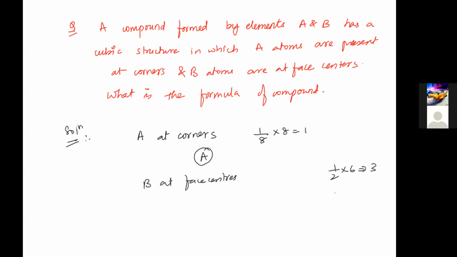They said A atoms are present at the corners. So for the same unit cell, when I already counted corners, I don't need to count the corners again. If it's only FCC, I would have counted both, but here it's face centers. So the number of atoms of B is 3. So the formula is nothing but AB3. It's an easy way to predict the formula.